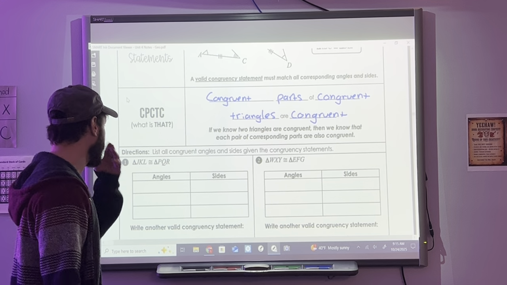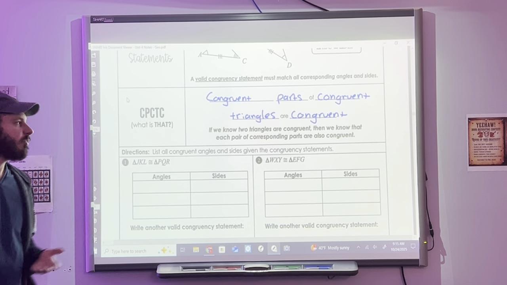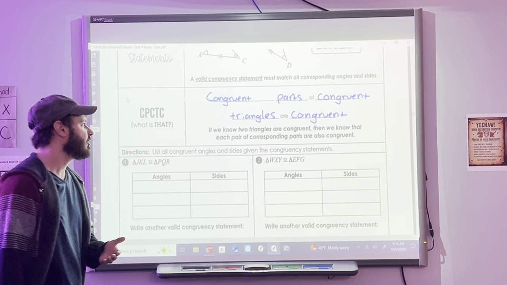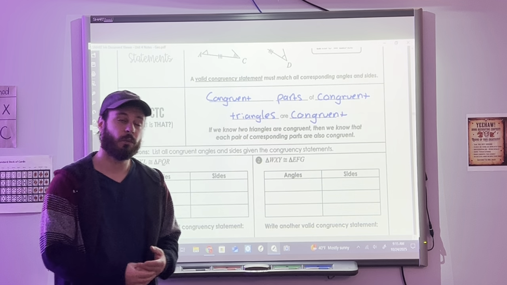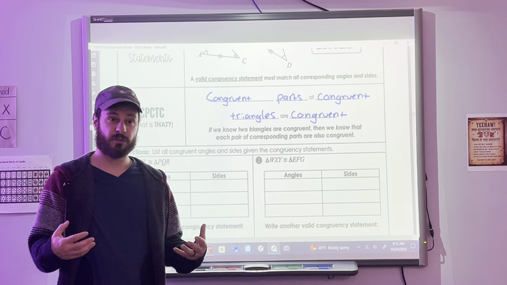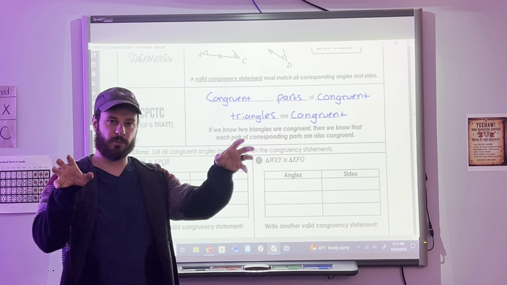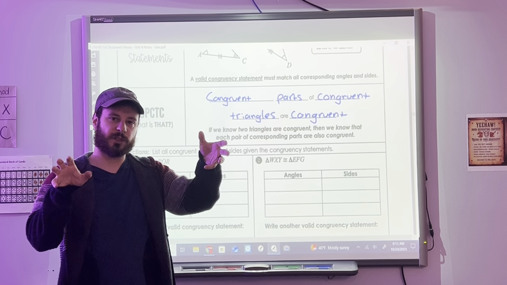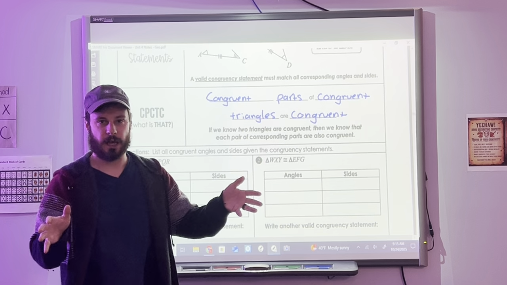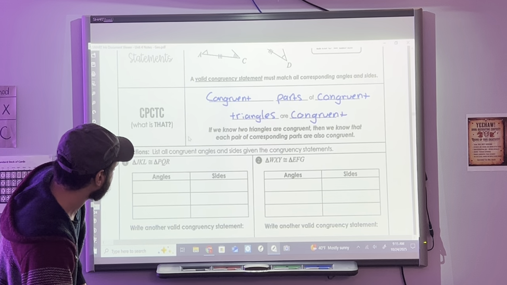This last thing here, CPCTC, definitely a mouthful, but it's just to say the congruent parts of congruent triangles are congruent. So once we prove that a triangle is congruent, that one matches the other, no matter if it's turned or not, then I know that the corner will match this corner and the side will match a side. That's all that is saying.